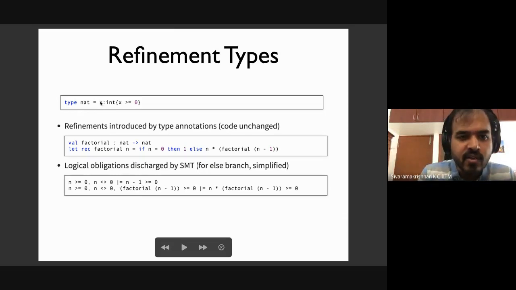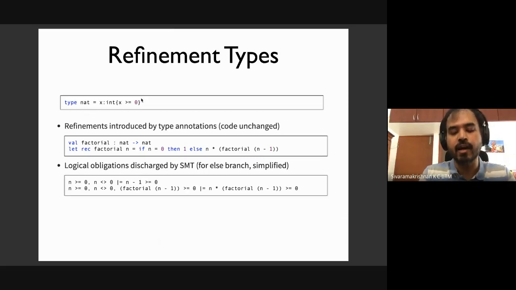The only reason to introduce a name for this is so that we can use that as part of the refinement here. So we are saying that I'm defining a type natural number, which is defined as some x, which is an integer, such that x is greater than or equal to 0. That's the way you read it, and that is valid syntax for F star. That is how natural numbers are actually defined.